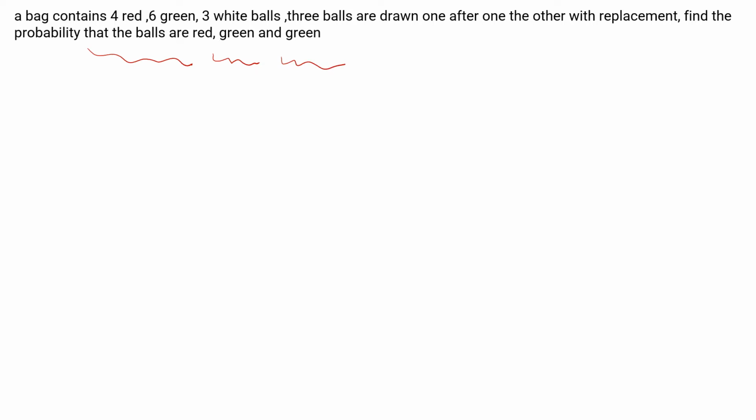So first of all, you have to find how many total balls are there in the bag? 4 plus 6 is 10, 10 plus 3 is 13 balls in the bag. 3 balls are drawn one by one. So what is the probability of getting the red ball? The total number of red balls is 4, so 4 out of 13.